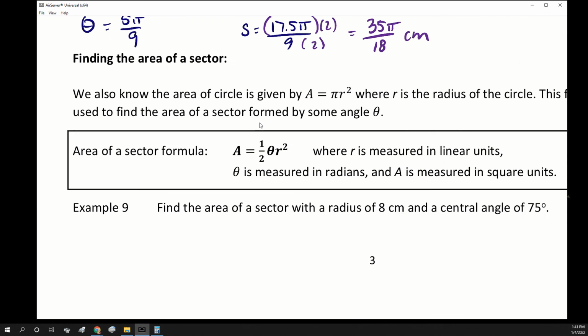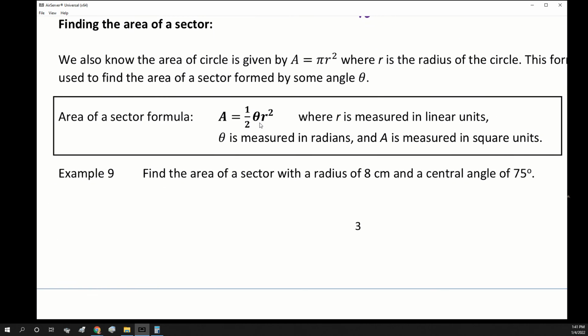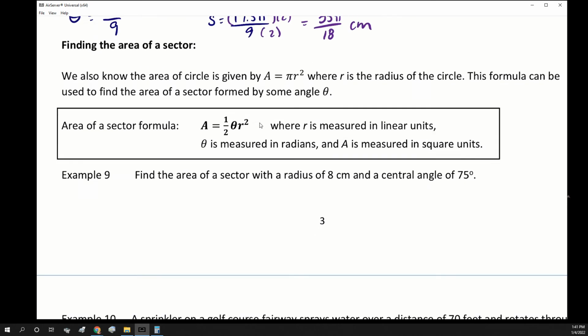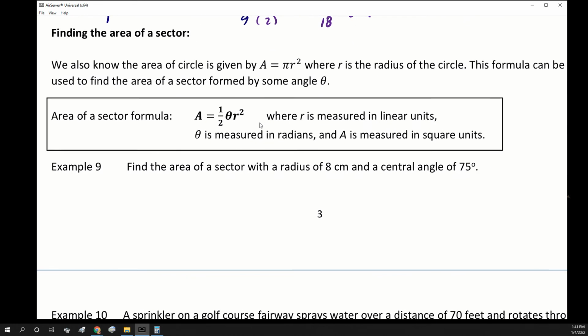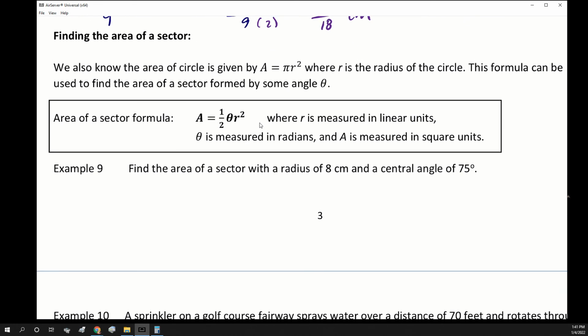All right, there's another formula we need to learn today, and it's the area of a sector. All right, so we know from geometry that the area of a circle is found by A equals pi r squared, where r is the radius of the circle. This formula can be used to find the area of a sector. So a sector is like a partial circle, a section of a circle.